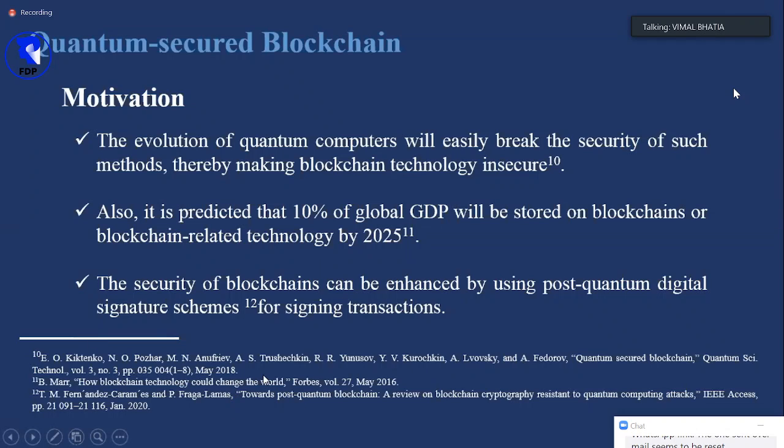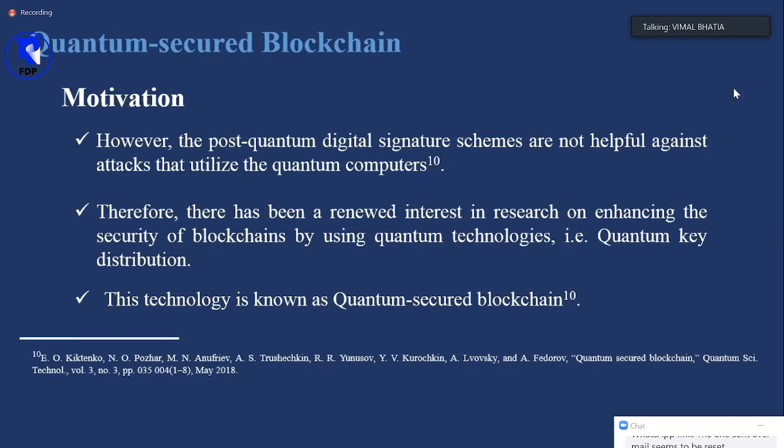But then there are other techniques as well that we look at. However, the post-quantum digital signature schemes are not helpful against attacks that utilize quantum computers because they can compute and break the keys faster than in real time. Therefore, there has been a renewed interest in research on enhancing security of blockchains by using quantum technology and quantum key distribution. This technology is known as quantum secured blockchain.